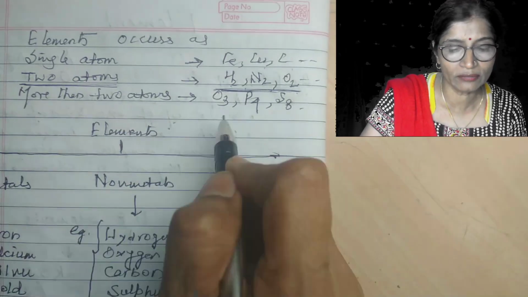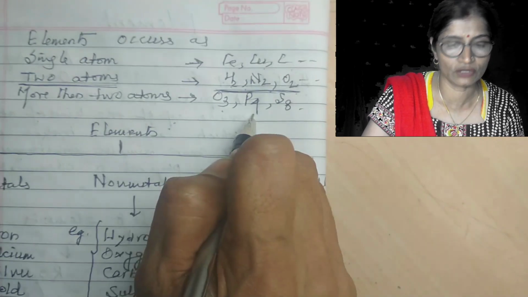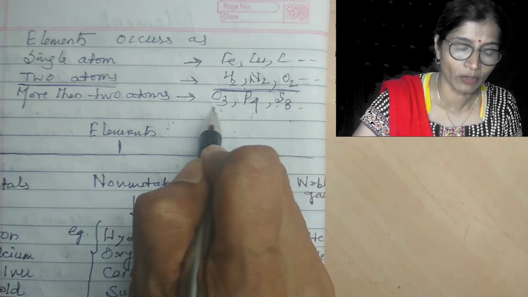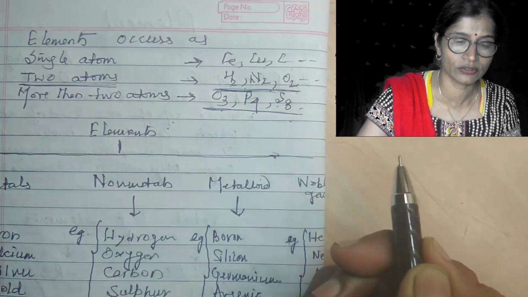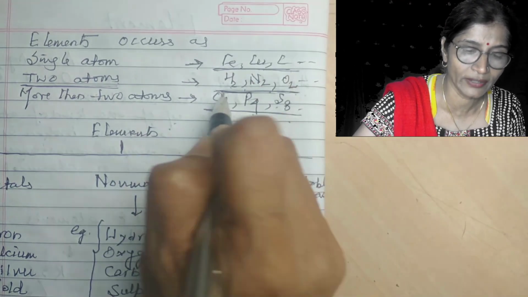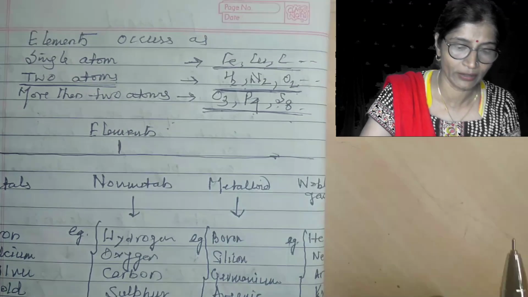More than two atoms are there, for example, ozone, phosphorus, and sulfur. So they are polyatomic molecules. So they are single atom, monoatomic, diatomic, polyatomic.